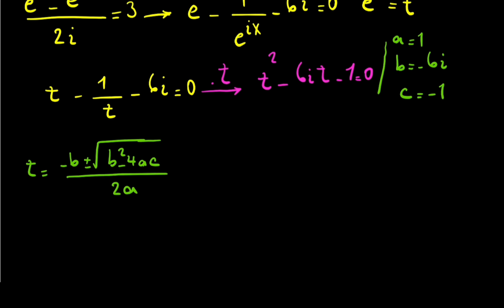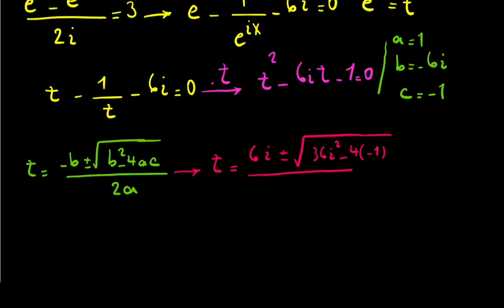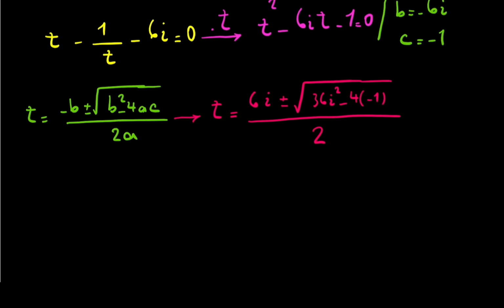So it means, according to this really nice formula, t will be equal to minus b, I mean 6i, positive and negative square root of 36 i squared minus 4 times minus 1, right? Because a is equal to 1, so I didn't write this. Divided by 2, 2 times 1 equals 2. So you know that i squared is equal to negative 1, and yes, let me scroll down.